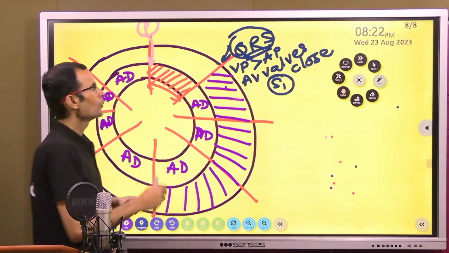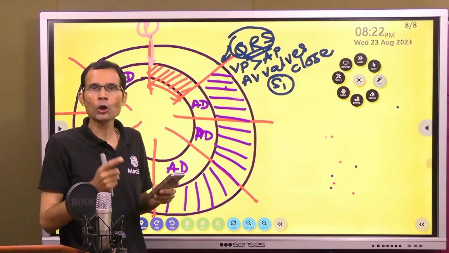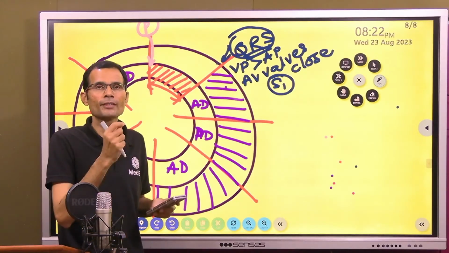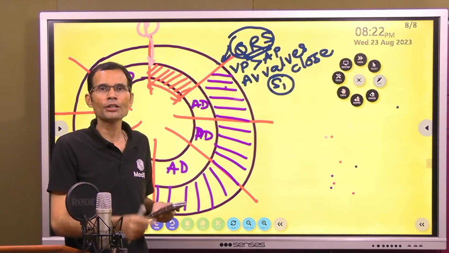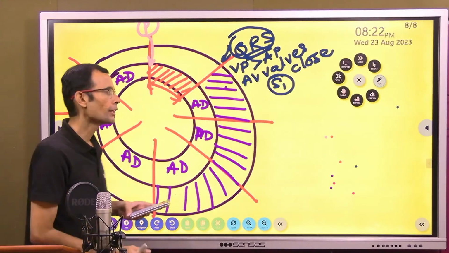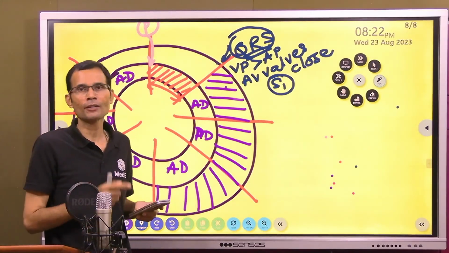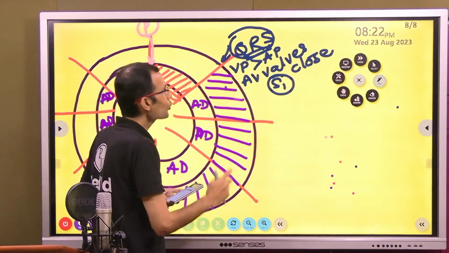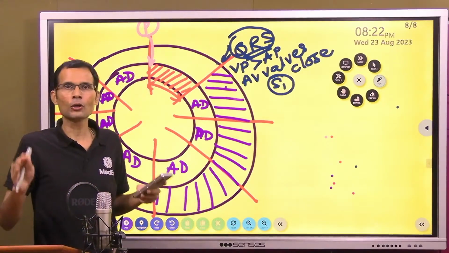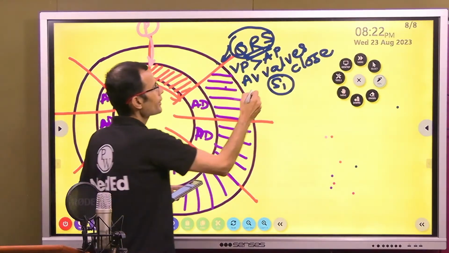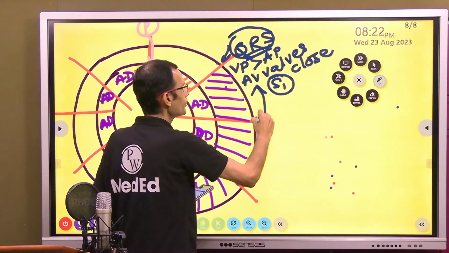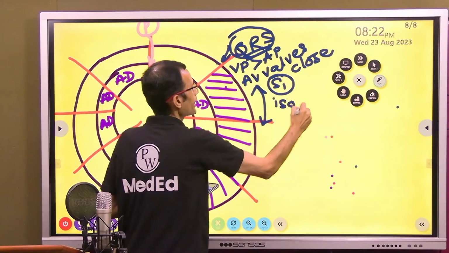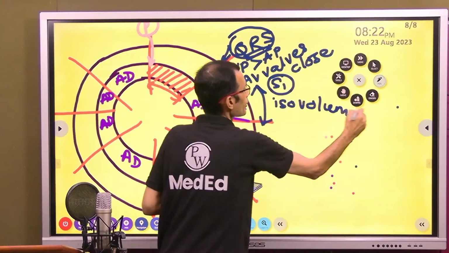Now, AV valves have got closed, but semilunar valves have not yet opened. Pulmonary and aortic valves have not yet opened. So all four valves are closed right now. Ventricles are contracting like a closed chamber. This is called isovolumic contraction.